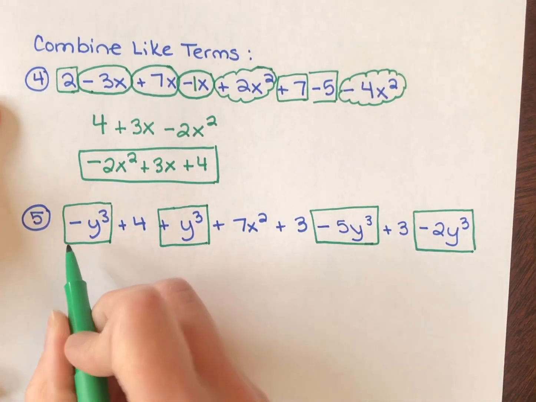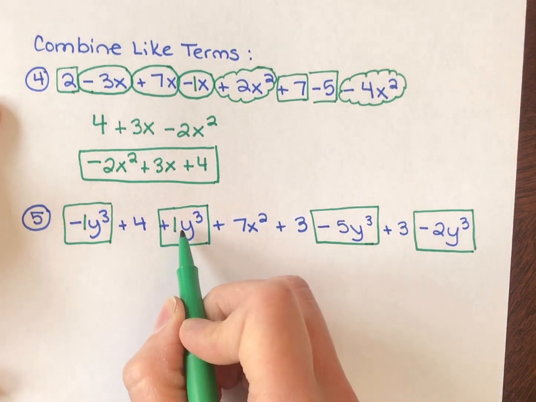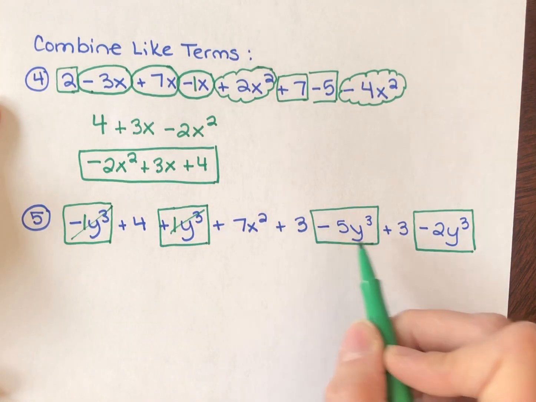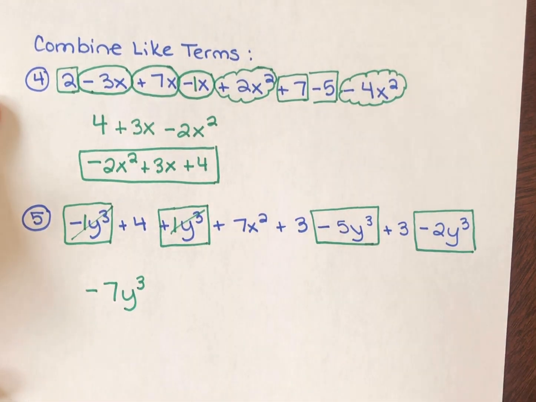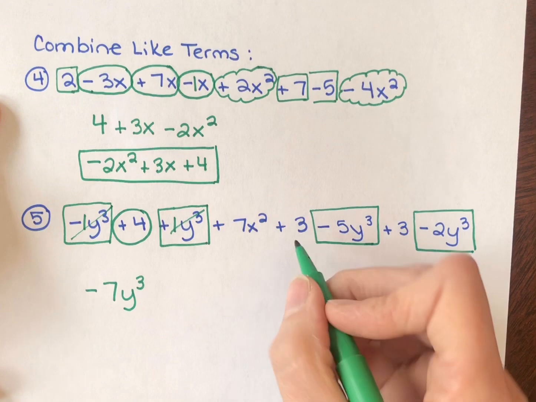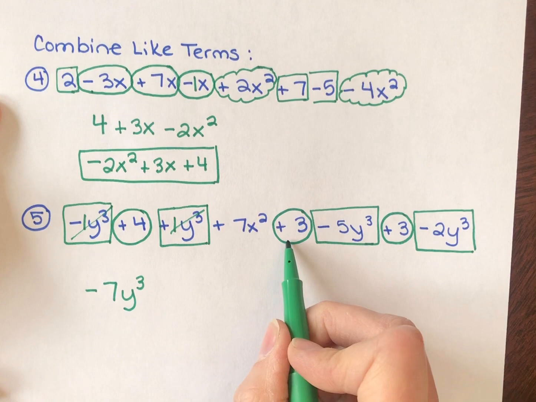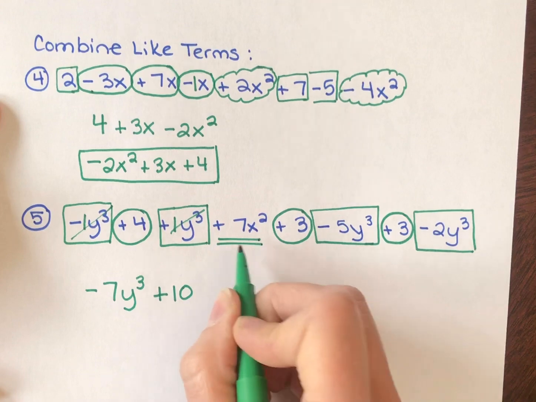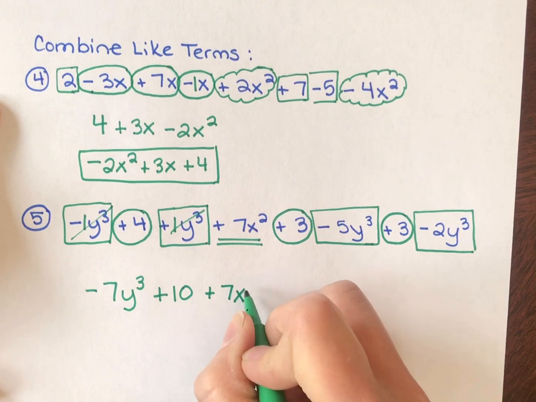Okay, so if I combine those, remember, think of these as like ones out front, your coefficients. Negative 1 plus 1, well, they're going to cancel. So they're gone. So I'm going to add negative 5 plus a negative 2. So that is a negative 7y to the third. Okay. Then I have a constant here, 4. So the only other constants I can add here, I see a plus 3 and another plus 3. So 4 plus 3 is 7, plus 3 is 10. All right. And my last term here, a positive 7x to the second, doesn't have any other like terms, so I'm going to bring that down.